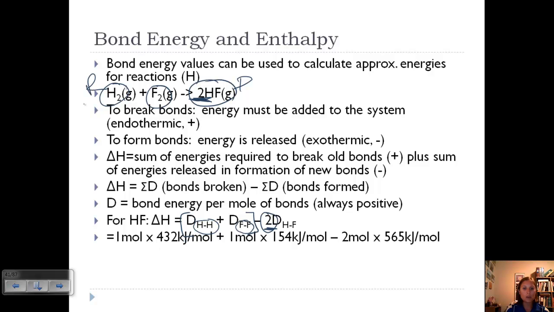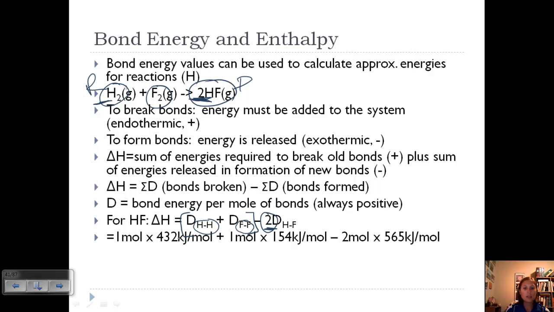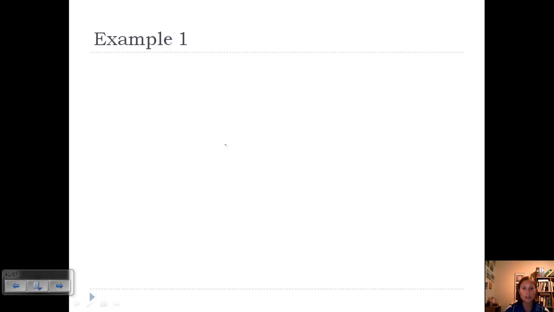So it's 1 mole from the H2 times the H to H bond energy plus, and I would group these together like that, 1 mole times the F to F energy minus 2 times our H to F bond energy. And remember the 2 coming from the balanced chemical equation. And so if we put all those together, we get an overall answer of negative 544 kilojoules.